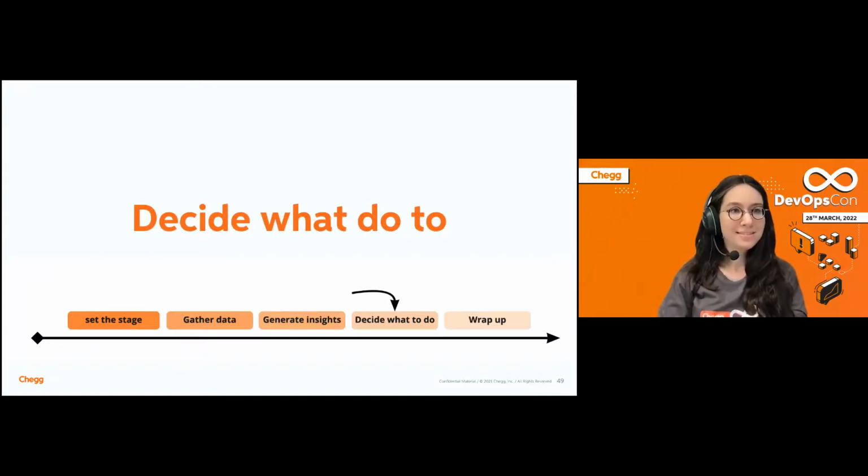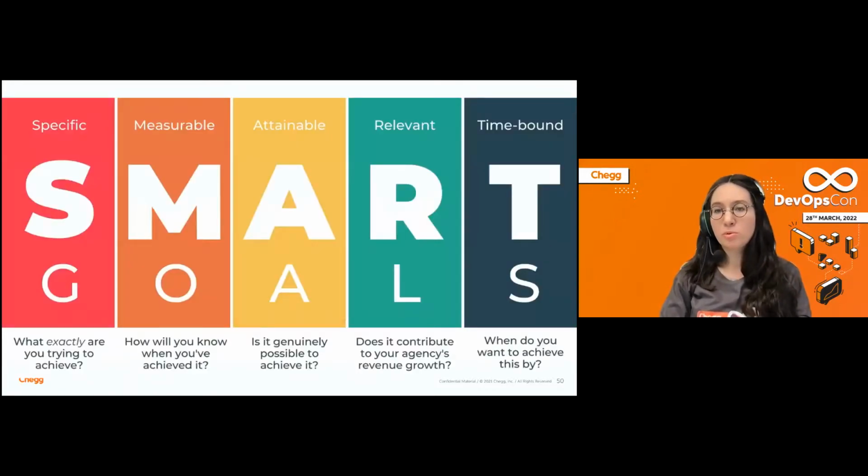Now what? One of the most productive techniques to define an action item is SMART, which means to be specific, measurable, attainable, relevant, and time-bound.